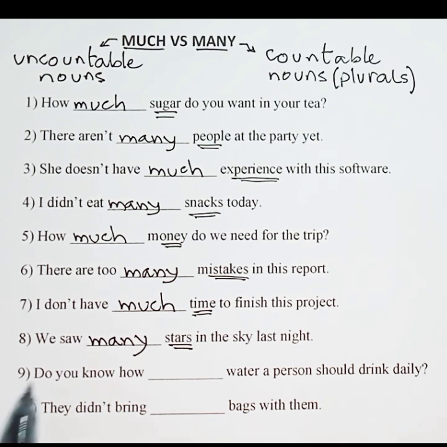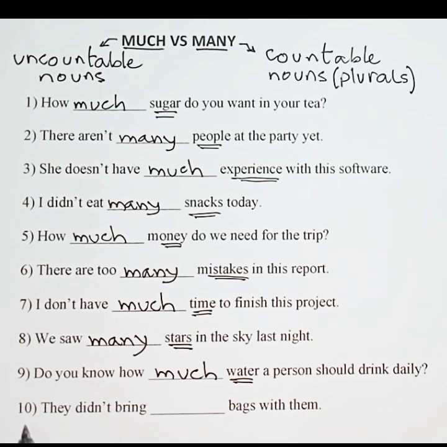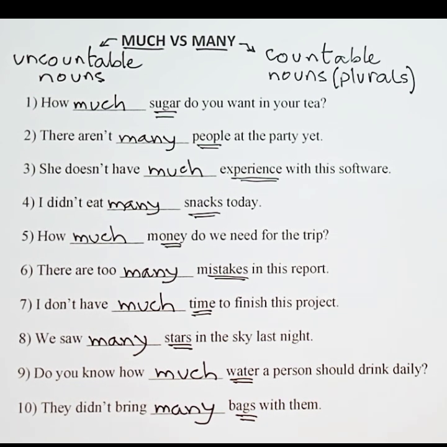Number 9. Do you know water? All liquids are uncountable. Okay? Water is one of them. So do you know how much water a person should drink daily? Do you guys know? It's 3 liters, I think. Number 10. They didn't bring bags. Bags is more than one bag. It's countable, so they didn't bring many bags with them. Seriously, how much water do you need every day? Tell me in the comment.